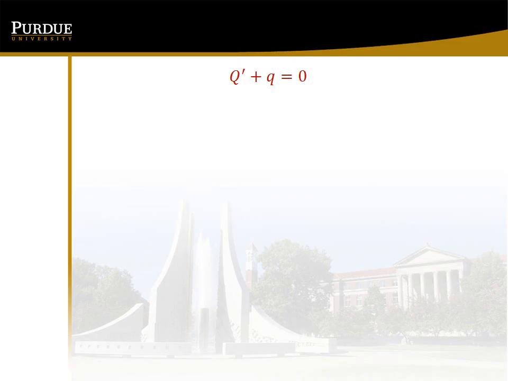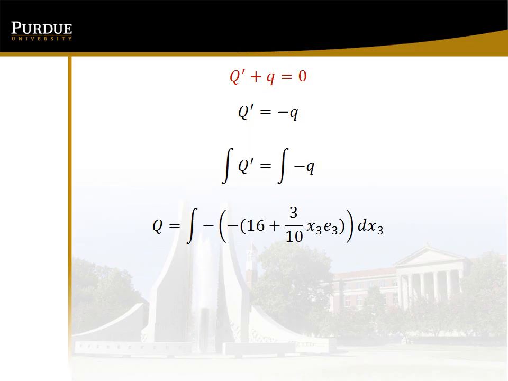Now we can look at the equilibrium equations that are found on page 247 in the text. The first one being Q prime plus Q equals 0. Since we've already found the applied loading, now we can find the resultant force. Moving the Q to the right-hand side of the equation and taking the integration of both sides, we're able to solve for Q. I'm just going through the math here.